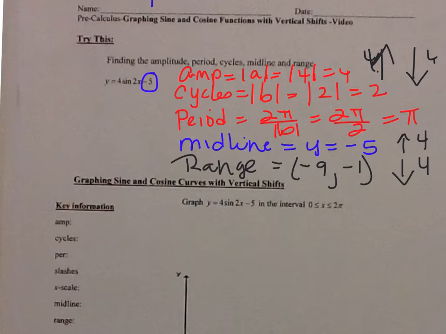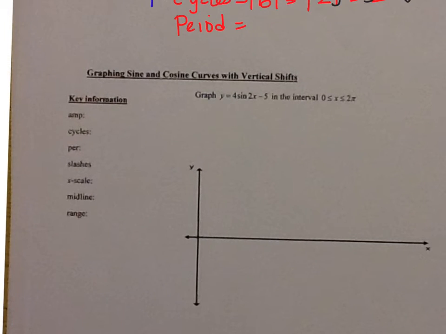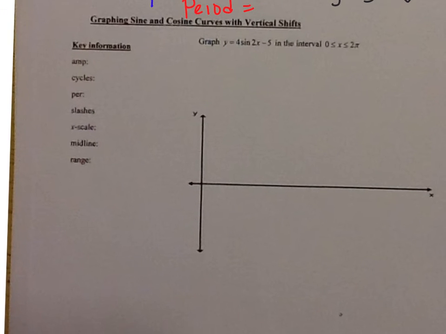Okay, so now we're going to use this information to graph. All right, so I'm just going to move everything up. I'm going to rewrite this down here, and you need to do the same thing. I'm just going to go through this quick. The only thing that would be missing would be my slashes and my x scale, because I'm graphing the same function from 0 to 2 pi. So my amplitude was 4. The number of cycles was 2. Period is pi. The midline was y is equal to -5. And my range was from -9 to -1.